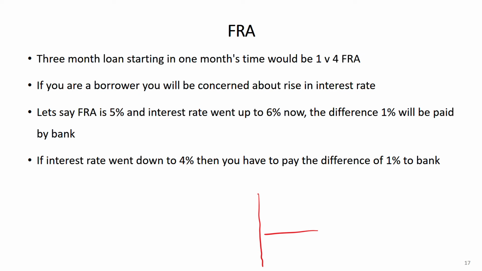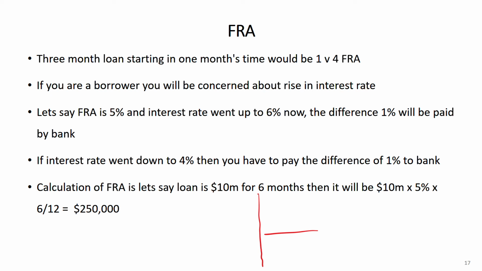You have to pay 4% also because of that fall in FRA, and that 1% also you have to pay to the bank. So total you are paying 5% only. FRA will always be fixed at 5%, right? And also the calculation for FRA.